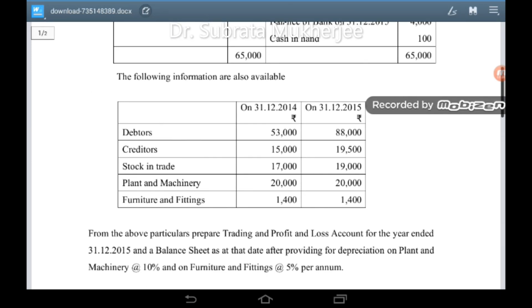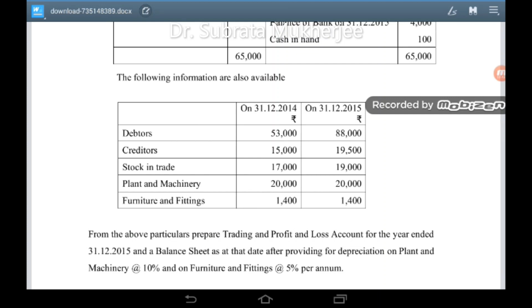The following information is also available: balance on 31st December 2014 and balance on 31st December 2015. Debtors opening 53,000, closing 88,000. Creditors opening 15,000, closing 19,500. Stock in trade opening 17,000, closing 19,000. Plant and machinery opening 20,000, closing 20,000. Furniture and fittings opening and closing 1,400.